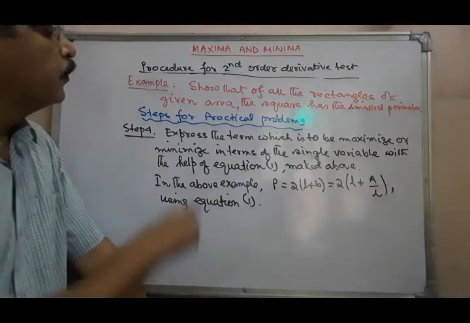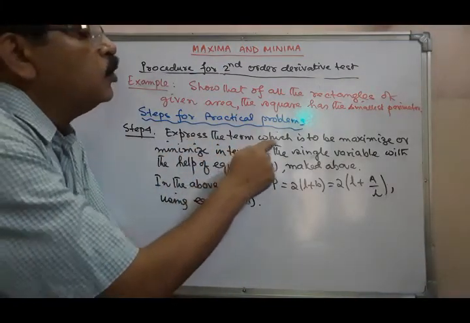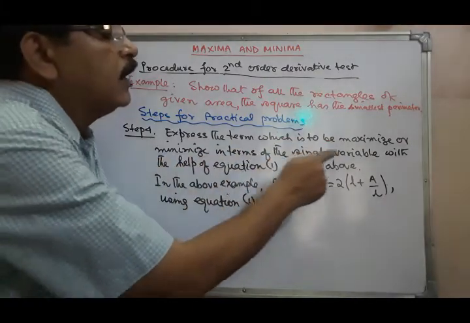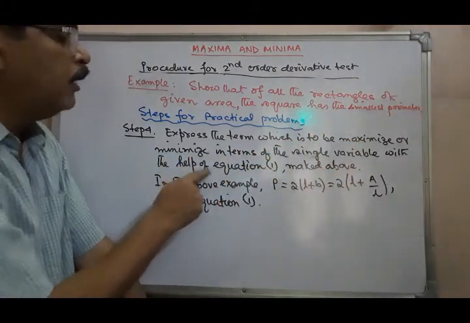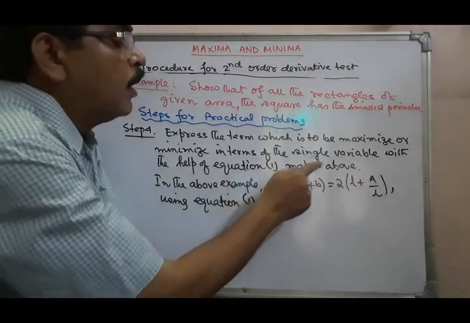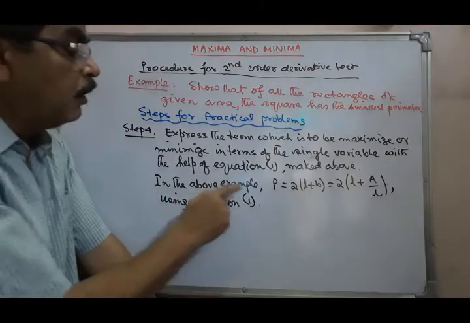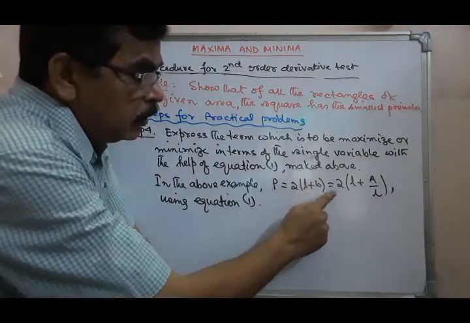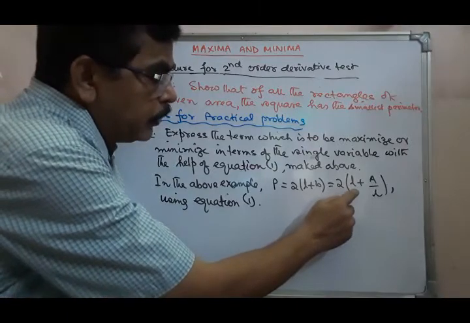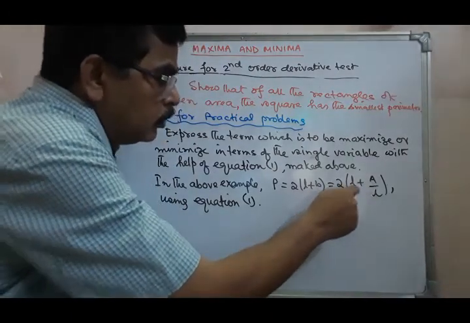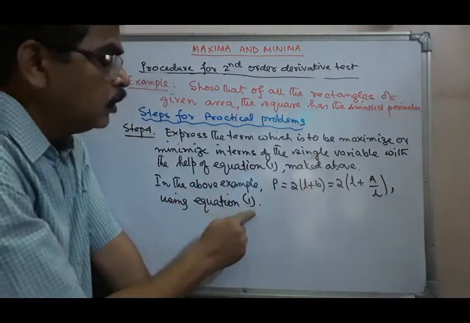Step 4. Express the term which is to be maximized or minimized in terms of a single variable with the help of equation 1 which is marked above. In the above example, we have P equals 2 into length plus breadth, that is equal to 2 bracket L plus, instead of B, A by L. This relation we have taken from equation 1.